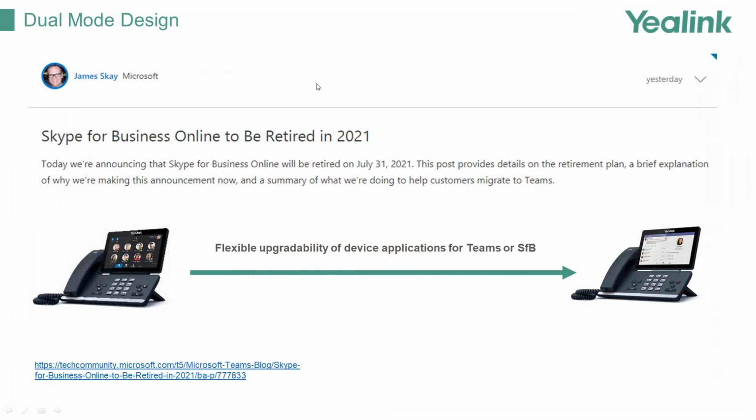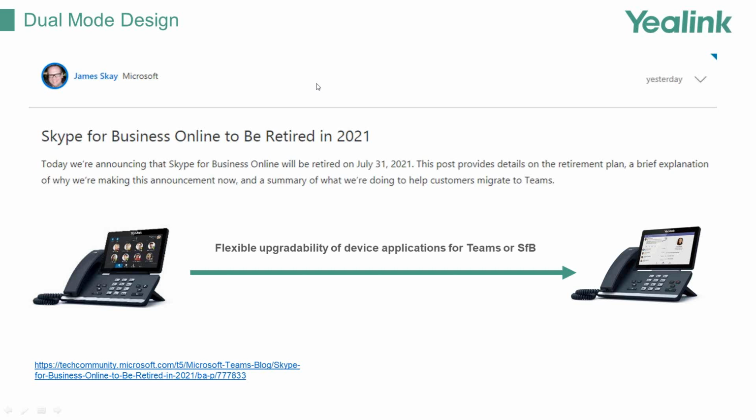And just to refresh, I'm sure we all know that Skype for Business Online will be retiring in July of next year. So if you haven't already, then please do look to start discussing with your resellers about what their Microsoft Teams journey will look like in terms of infrastructure and devices.